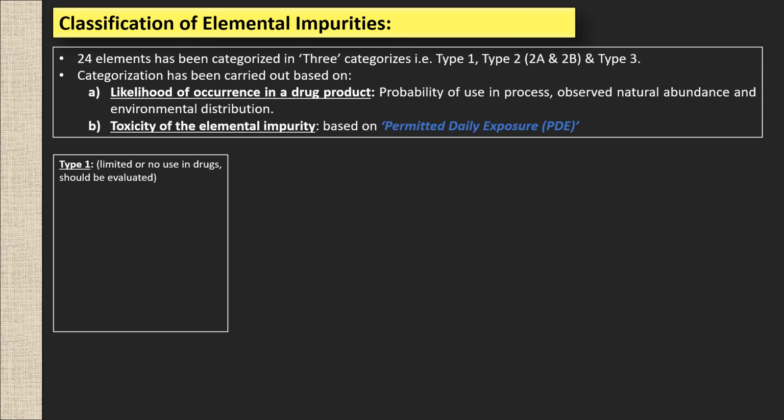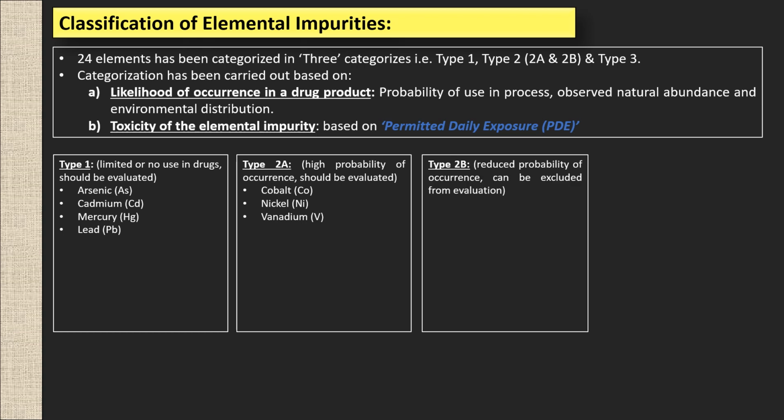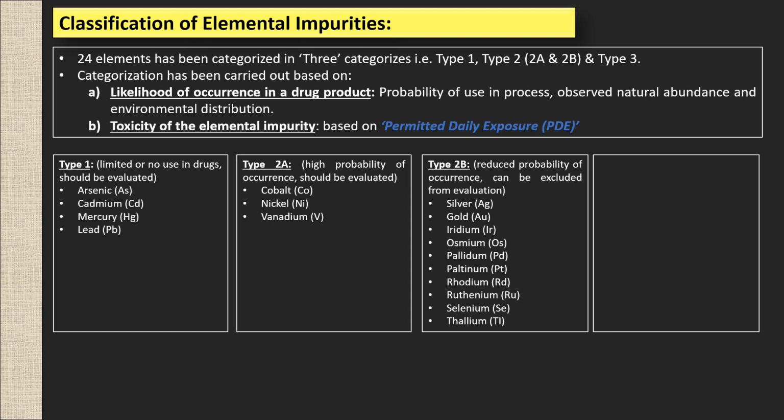Type 1 impurities are limited and have no use in the drug products. They should be thoroughly evaluated in the drug products. They include arsenic, cadmium, mercury and lead. Type 2A have a high probability of occurrence and should be considered for evaluation in the drug product. They include cobalt, nickel and vanadium. Then there is type 2B. They have a reduced probability of occurrence and can be excluded from evaluation because they are not very toxic and are not found abundantly in nature. These include 10 such elements, that is silver, gold, iridium, osmium, palladium, platinum, rhodium, ruthenium, selenium and thallium.